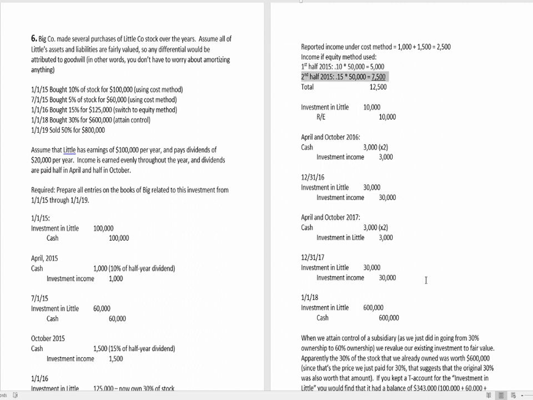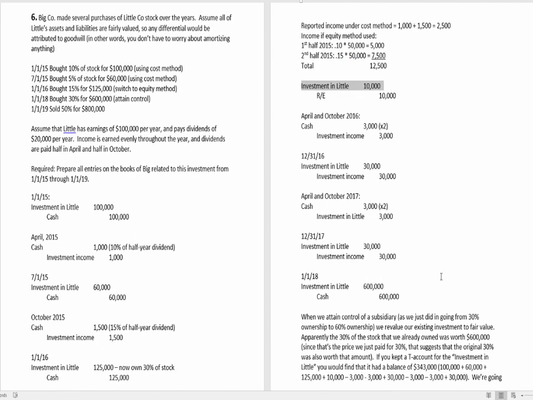Same thing for the second half. They've earned another $50,000, but now our ownership is up to 15%. So if we had been using the equity method, we would have shown investment income of $7,500 for the latter half of 2015. So if we'd been using the equity method, the total earnings we would have reported would be $12,500. We actually did report $2,500, so we need to go ahead and adjust retained earnings to reflect the additional income we would have had if we had used the equity method. So we're going to go ahead and increase retained earnings by $10,000 and debit the investment in Little for $10,000 as well.